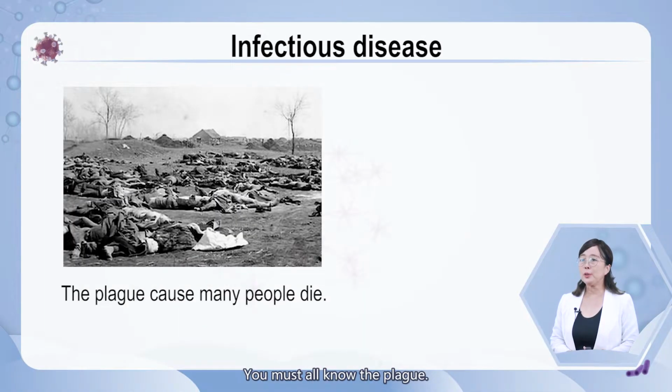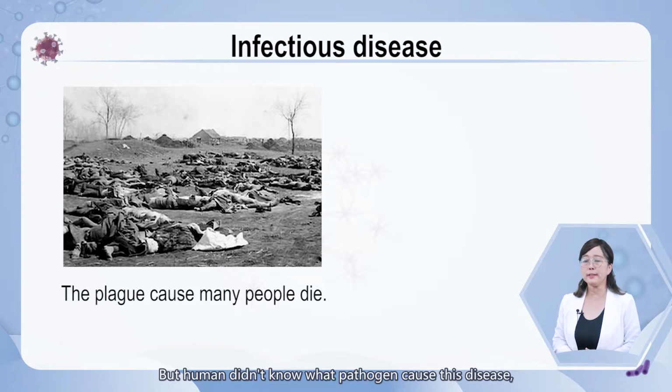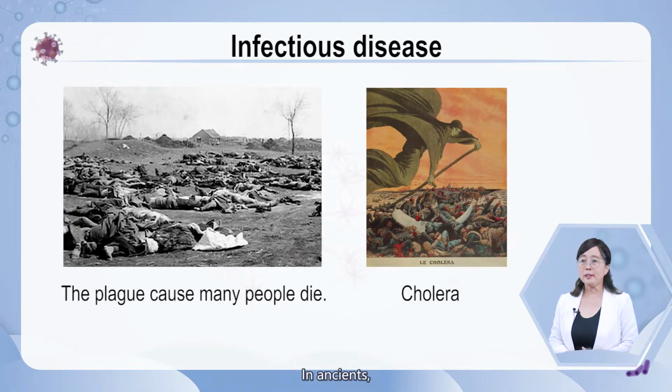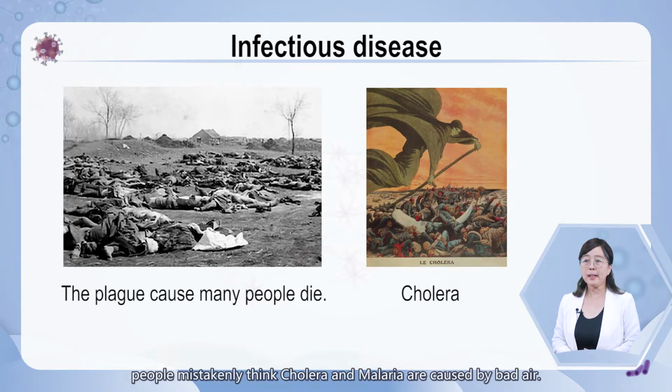You must all know the plague. The plague caused millions of people to die, but humans didn't know what pathogen caused this disease. They only knew it is transmitted by rats. In ancient Asia, people mistakenly thought cholera and malaria were caused by bad air.